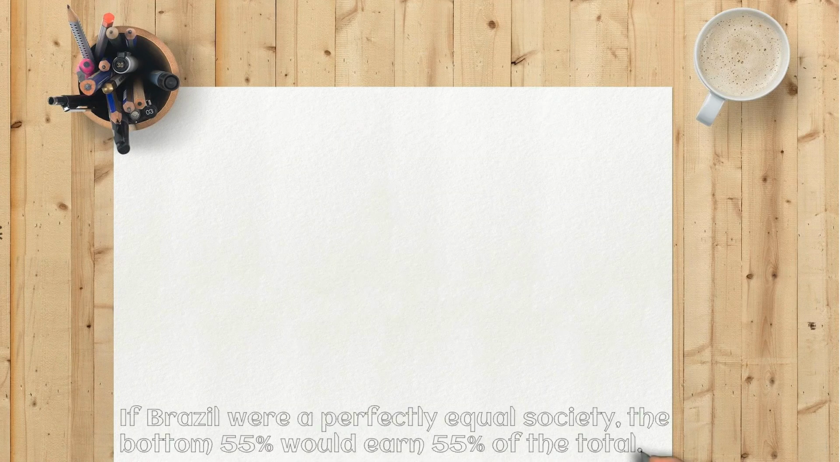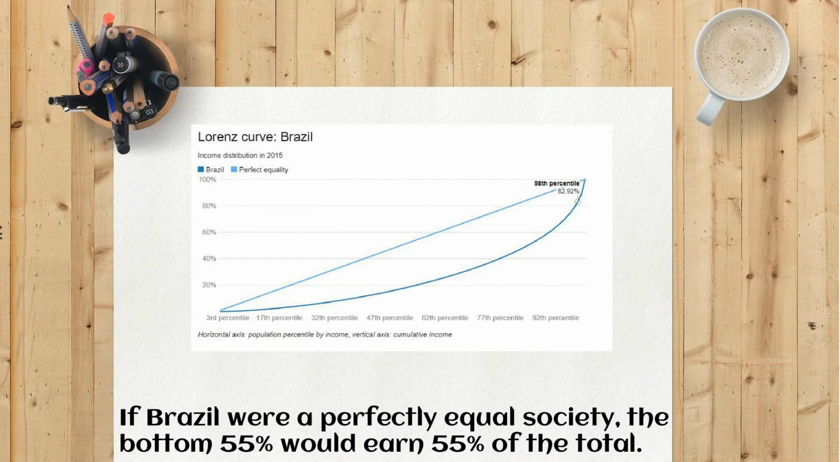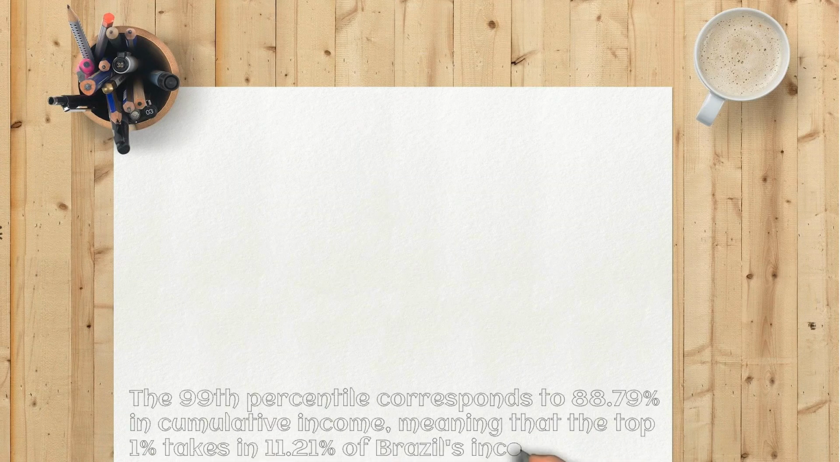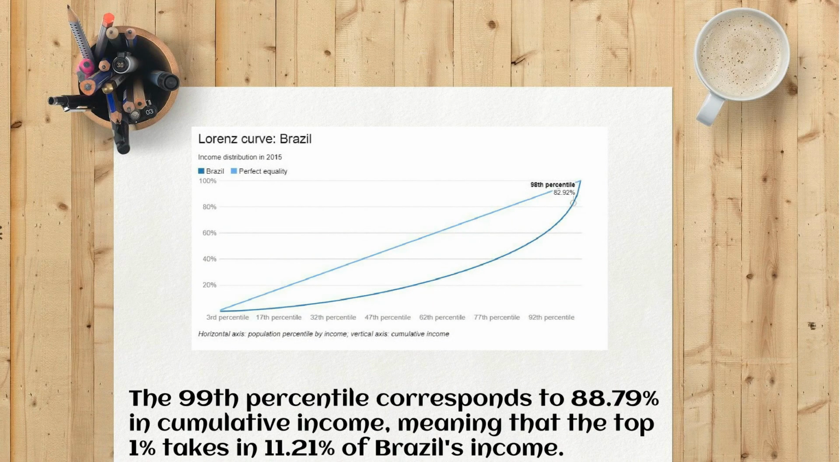If Brazil were a perfectly equal society, the bottom 55% would earn 55% of the total. The 99th percentile corresponds to 88.79% in cumulative income, meaning that the top 1% takes in 11.21% of Brazil's income.